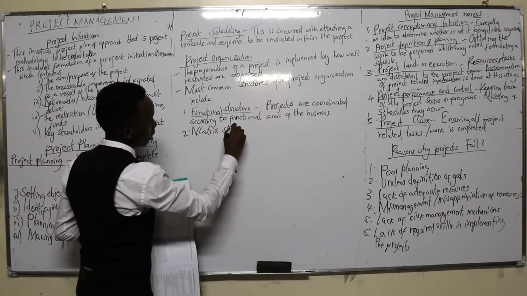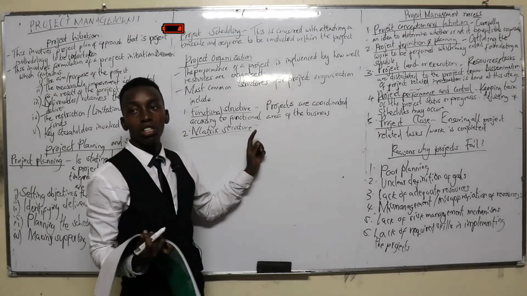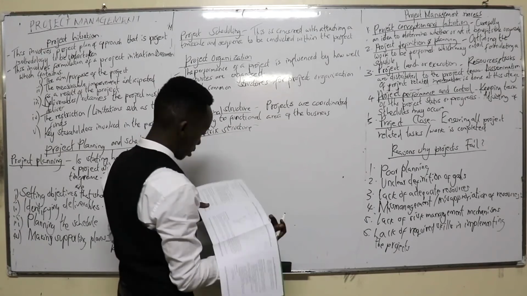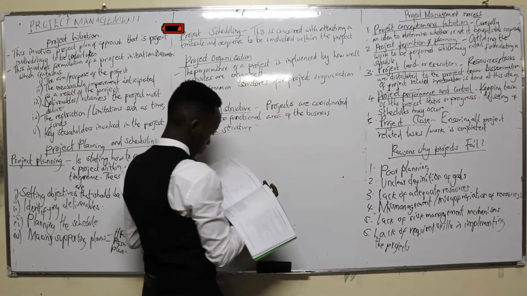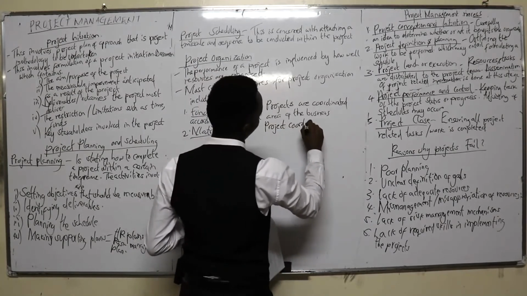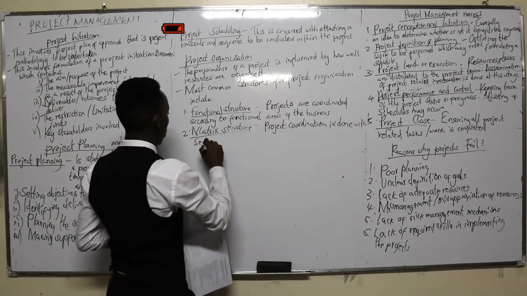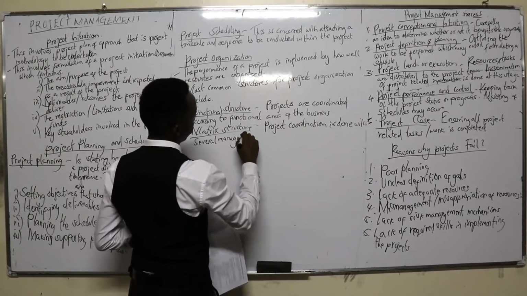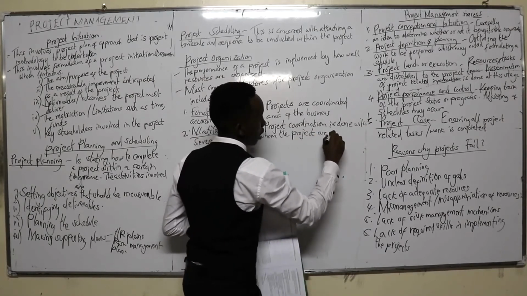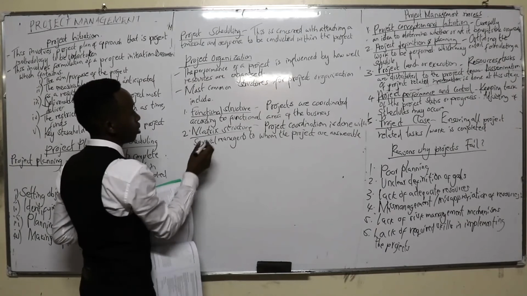We discussed matrix structure at length in the organizing function. But just to remind you, for matrix structure, we said it defies the unity of command, where an individual is answerable to more than one line manager. So this is where project coordination is done with several managers to whom the project team are answerable. So you go back and read on the advantages of this kind of structure also.